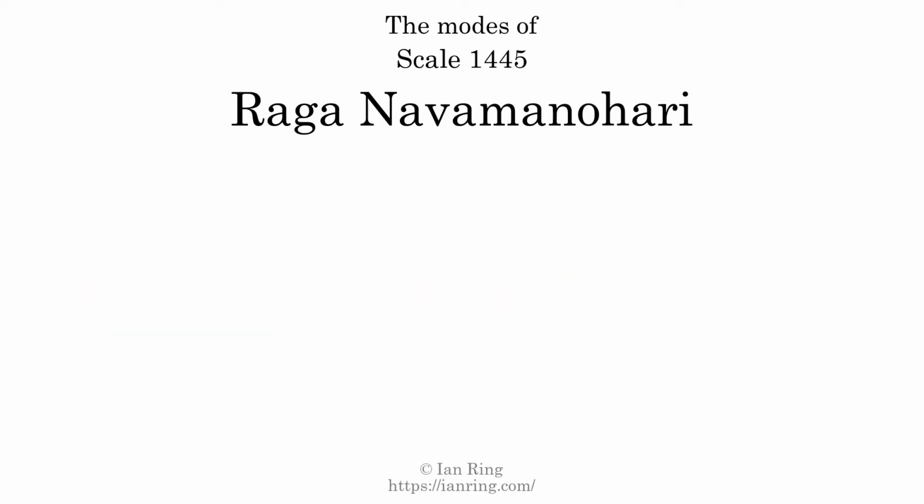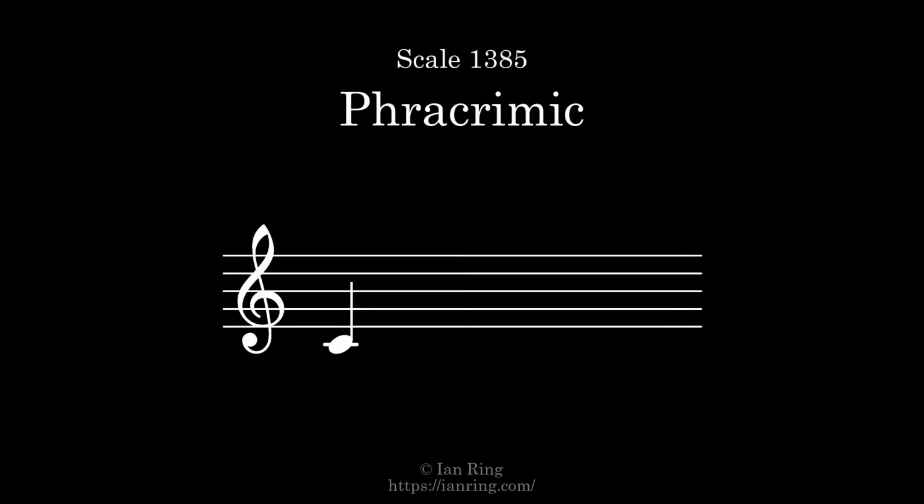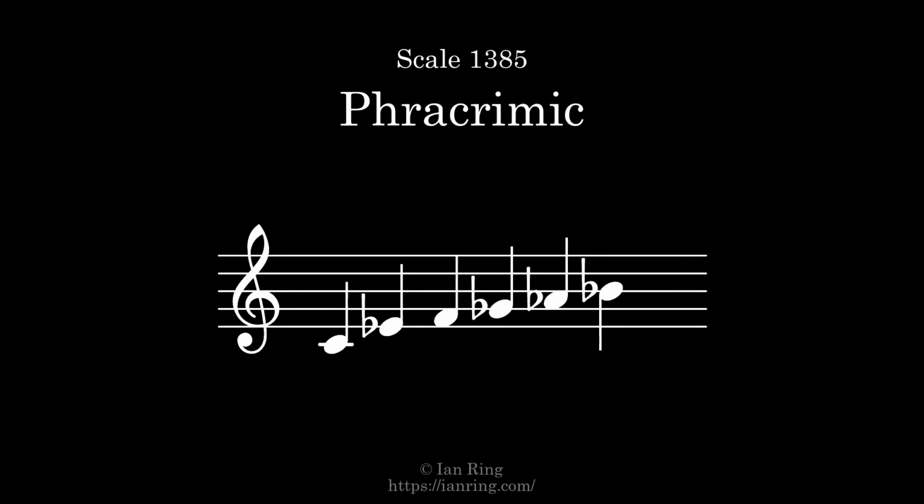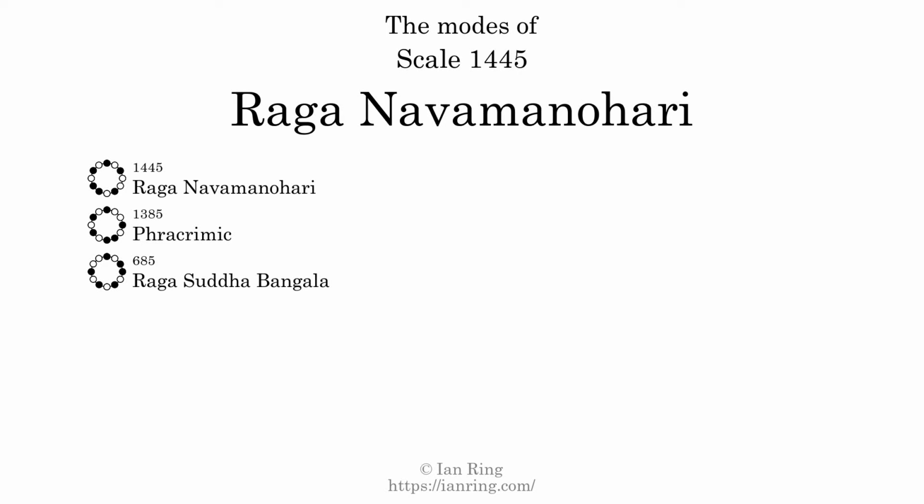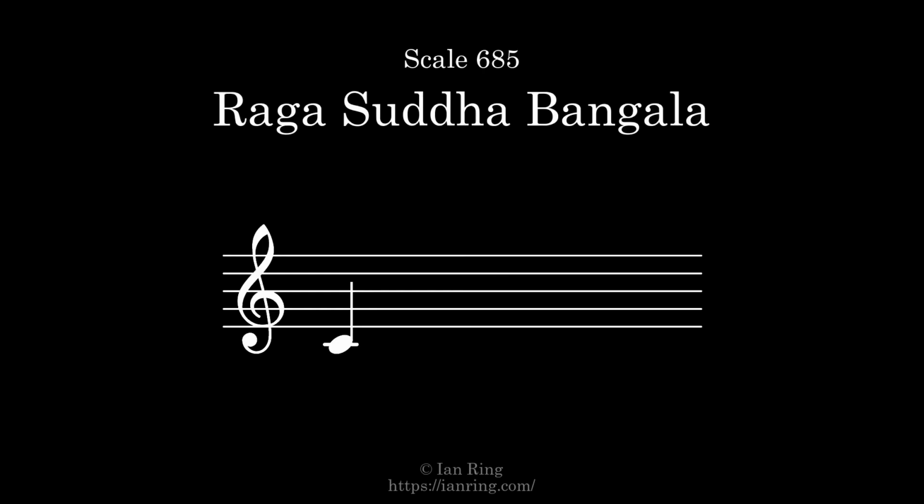This scale has 6 modes. The first mode is itself. The second mode is scale 1385, also known as Racrimic. It sounds like this. The third mode is scale 685, also known as Raga Suddha Bangala. It sounds like this.